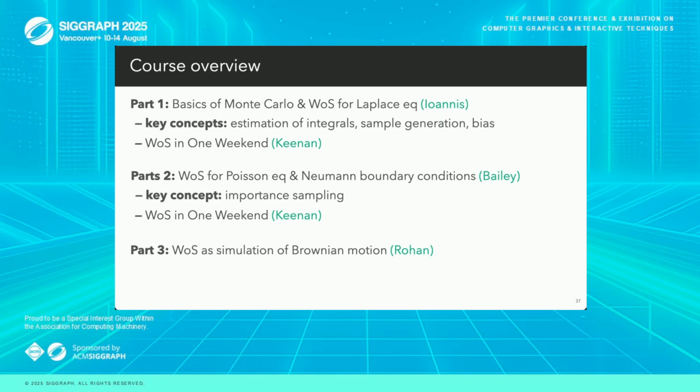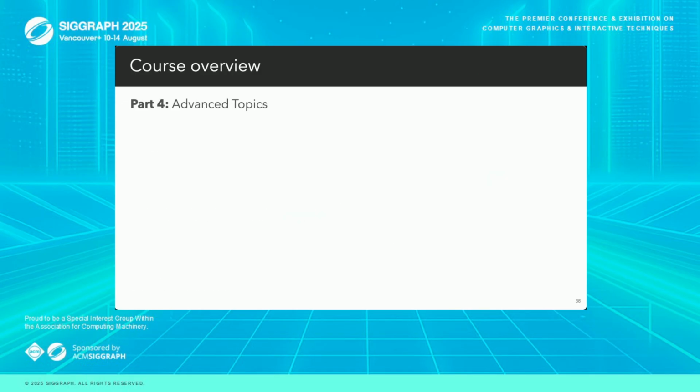Part three, Rohan's going to talk a little bit about an important sort of complementary perspective of walk-on spheres as Brownian motion, as sort of a stochastic point of view, rather than this integral point of view. We'll take a break for 5 minutes. During that break, by the way, we're going to stay here and answer questions. So if you have nowhere to go and you have a burning question, please step up to the stage or step up to the microphone and ask.